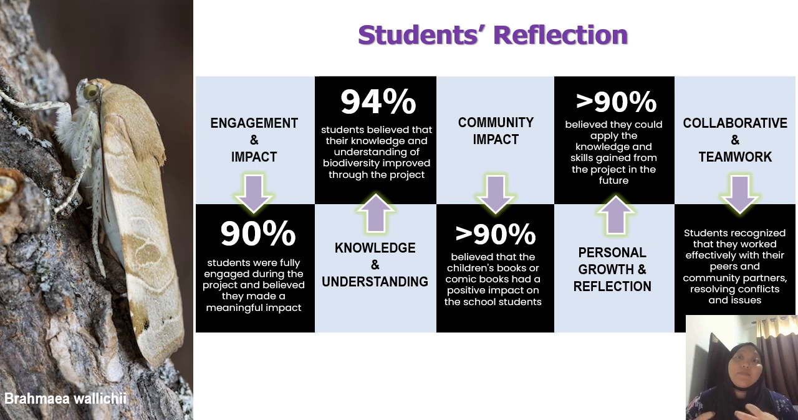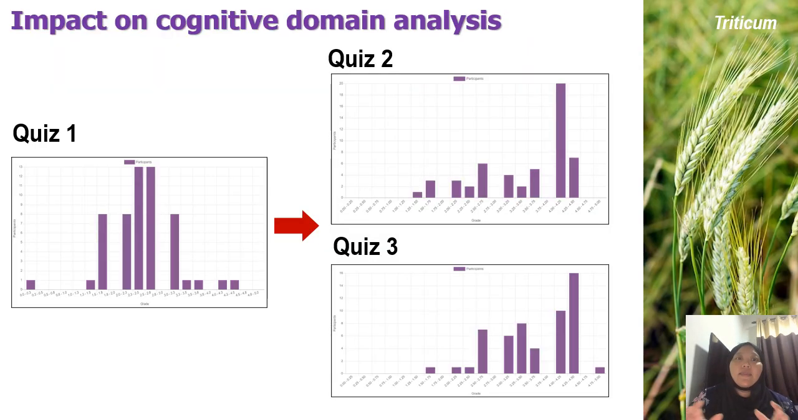How do they see themselves when they did this work? How does the understanding affect them, as there are a lot of topics to be covered under the biodiversity subject? So these are the important elements that I want to see. And this is the impact on the cognitive domain analysis.